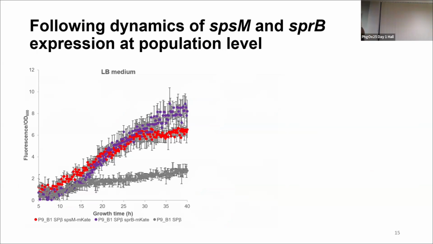So then we decided to try to follow this a little bit in time with the plate reader experiments. I'm showing you here in gray the wild type without the reporters, and then we have the SPSM transcriptional reporter and the SPRB transcriptional reporter, either in red or purple. And you can see that around 15 hours post inoculation, the signal starts being expressed, and we can see a clear increase in fluorescence. So I'm showing you here fluorescence, which was normalized by the OD. So we can see that there is more fluorescence per cell.